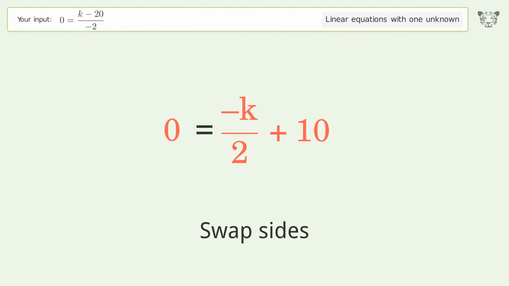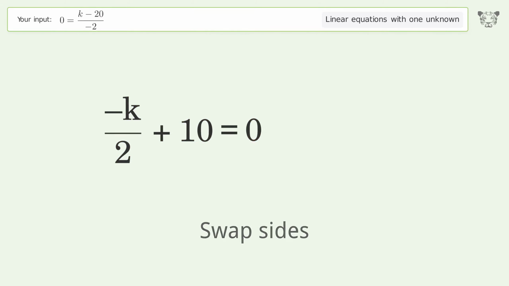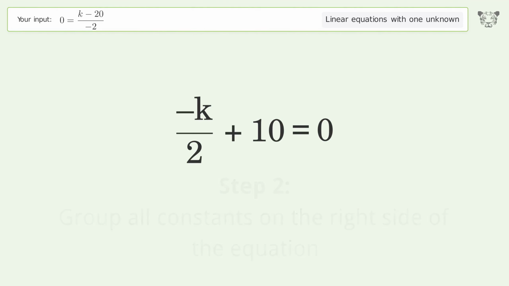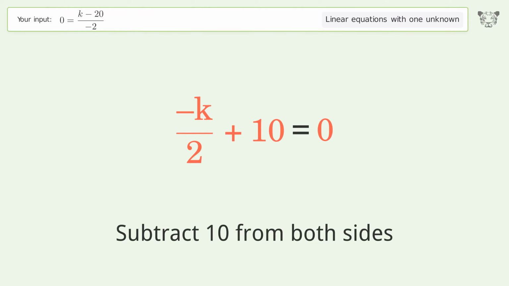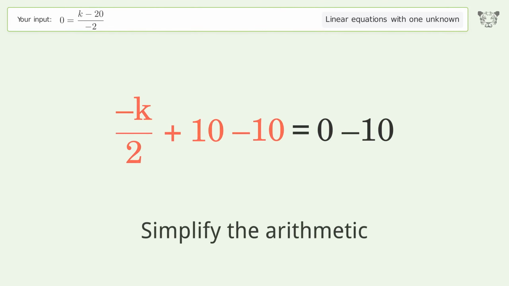Swap sides. Group all constants on the right side of the equation. Subtract 10 from both sides. Simplify the arithmetic.